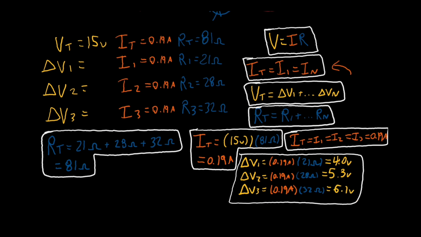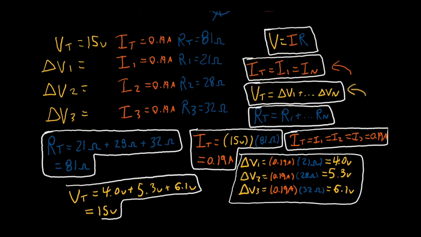These numbers are probably right, but there is a good way to confirm, recalling this formula. Vt equals 4.0 volts plus 5.3 volts plus 6.1 volts, which equals 15 volts when we round to two significant digits. And now the circuit is completely solved, and we have shown all of our work.